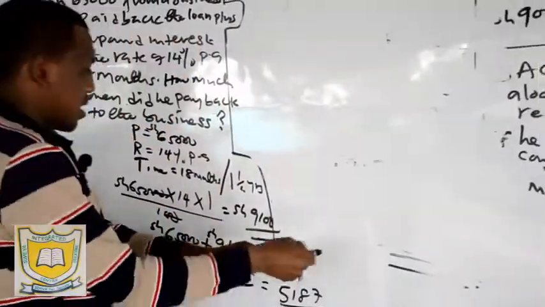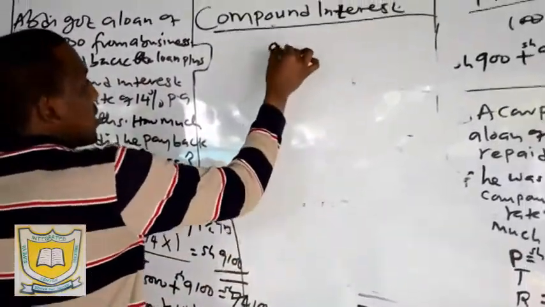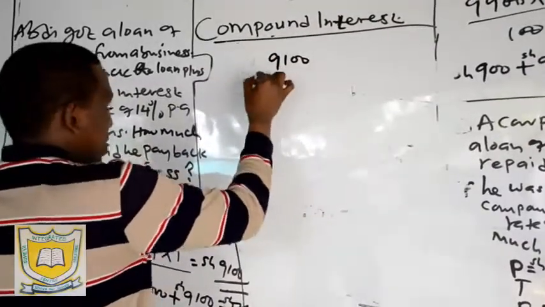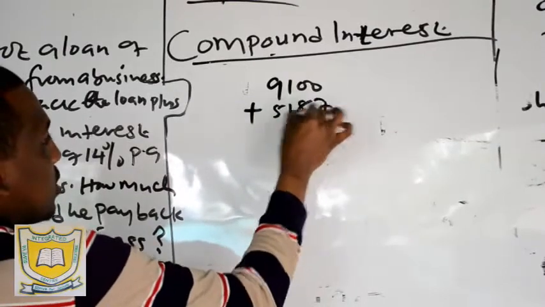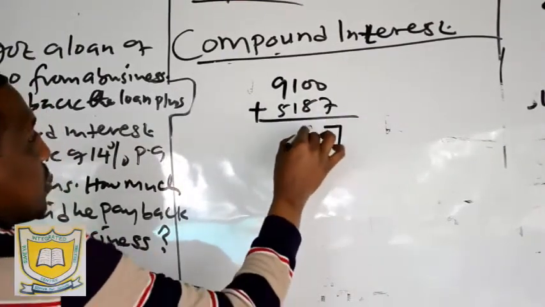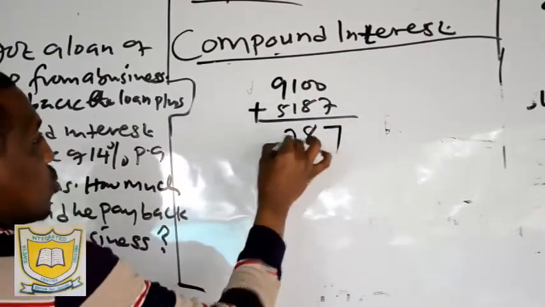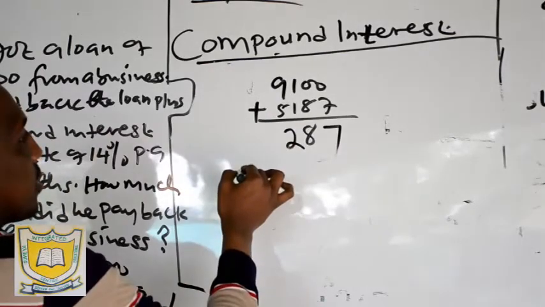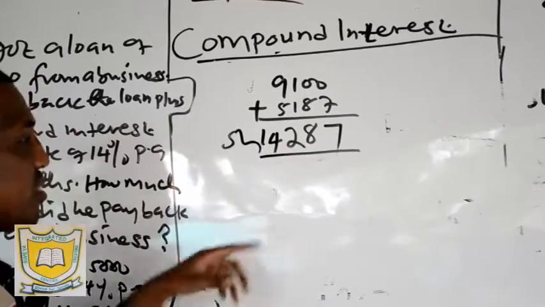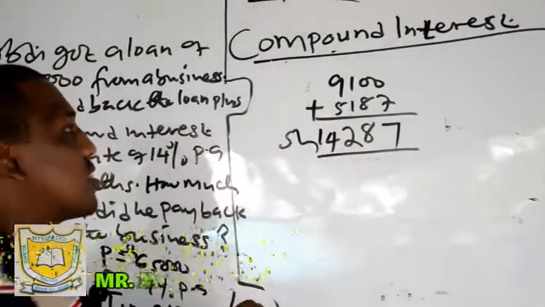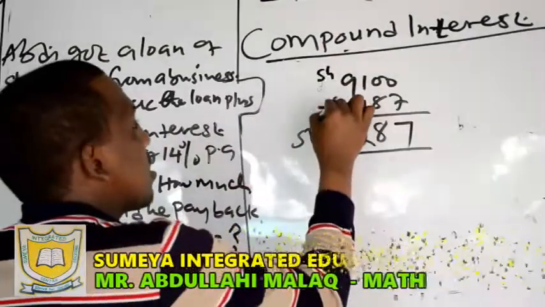So we say 9,100 plus now 5,187. That is 7, that is 8, that is 2, that is 14. So this is now the compound interest for the first year and the second year.